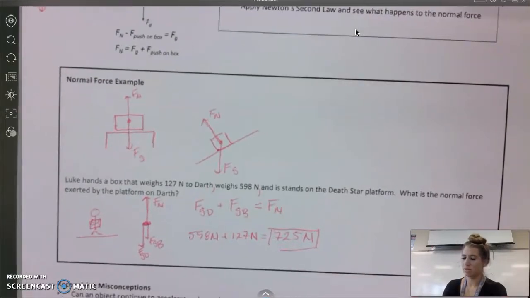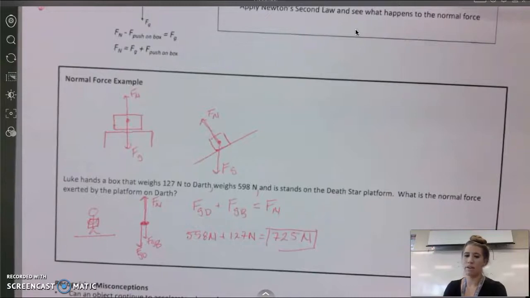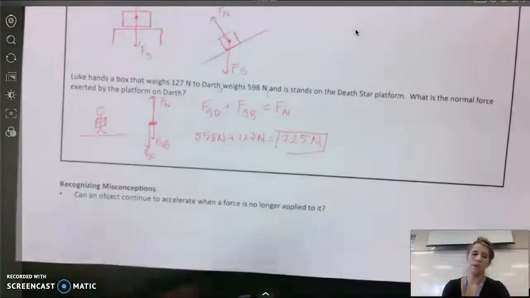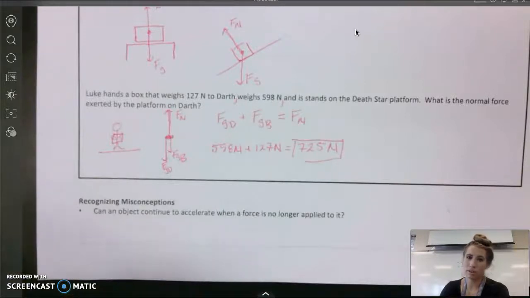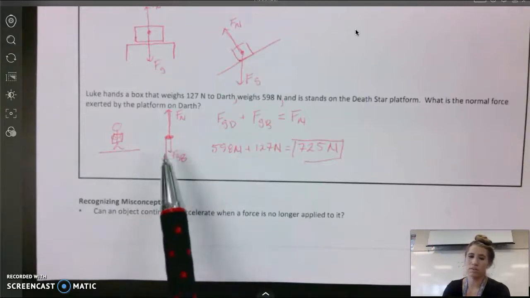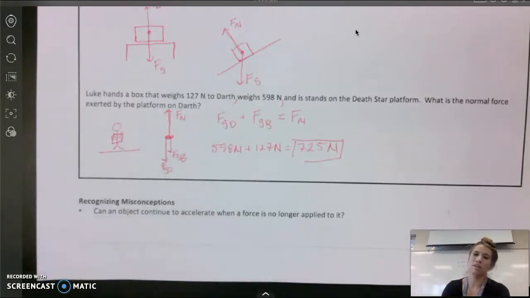Can an object continue to accelerate when a force is no longer applied to it? This base idea here is if all the forces acting on the object cancel each other out, they equal 0, or there's absolutely no forces acting on the object, then that would equal 0 as well. And there's no acceleration there. It could be moving at a constant speed, but it cannot be accelerating. Now, as soon as these forces don't cancel each other out, one is greater than the other ones, and we get some overall net force, that means we would have an acceleration.